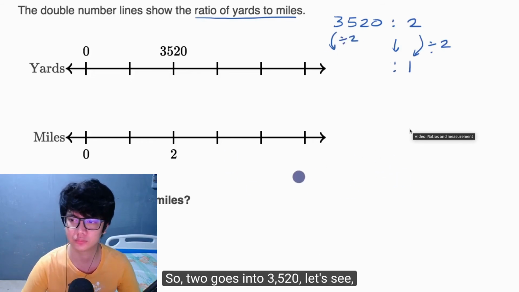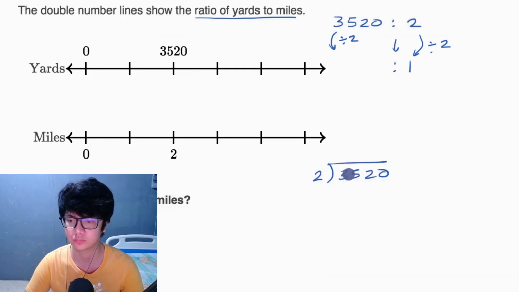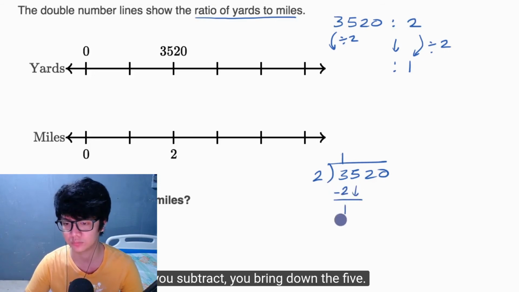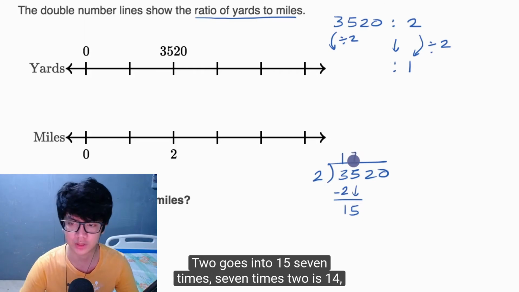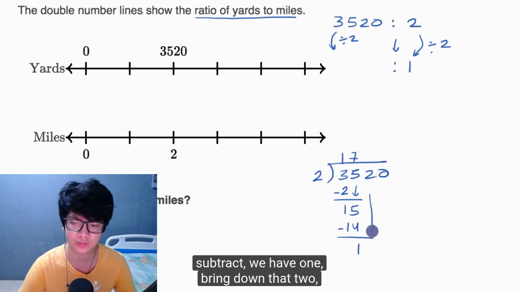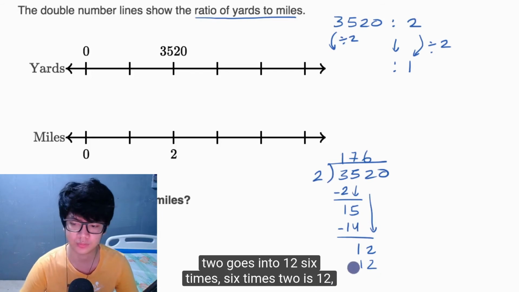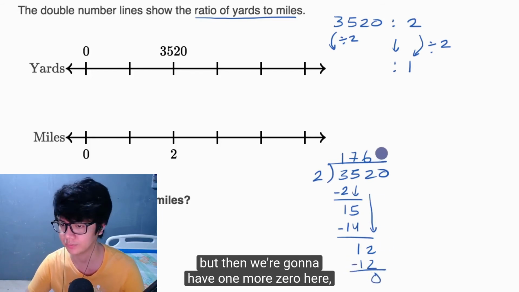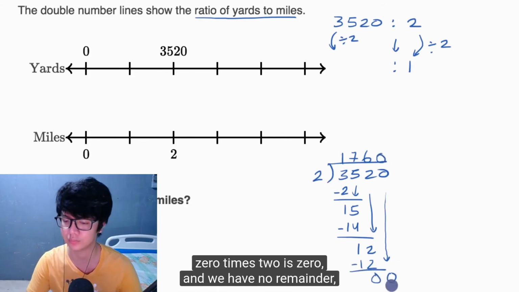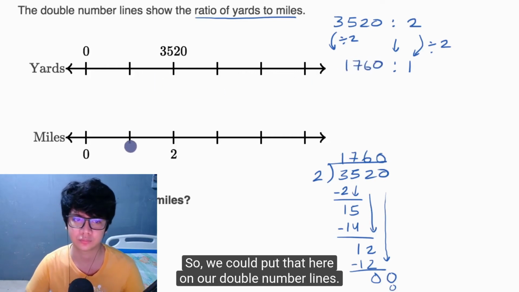So 2 goes into 3,520. Let's see. 2 goes into 3 one time. 1 times 2 is 2. You subtract. You bring down the 5. 2 goes into 15 7 times. 7 times 2 is 14. Subtract. We have 1. Bring down that 2. 2 goes into 12 6 times. 6 times 2 is 12. And we subtract, no remainder. But then we're going to have one more 0 because we bring down that 0. 2 goes into 0 0 times, and we have no remainder. And so this is 1,760. So we could put that here on our double number lines.